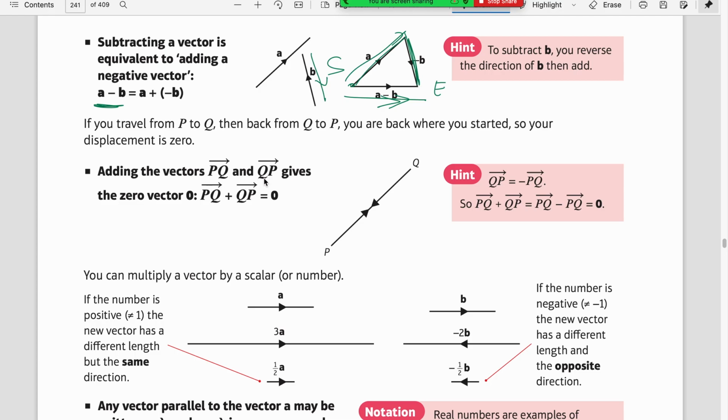Now adding vectors PQ plus QP, obviously it is going from P to Q, then again coming back from Q to P, which is a zero vector. It started from that point and it is again ending at the same point.